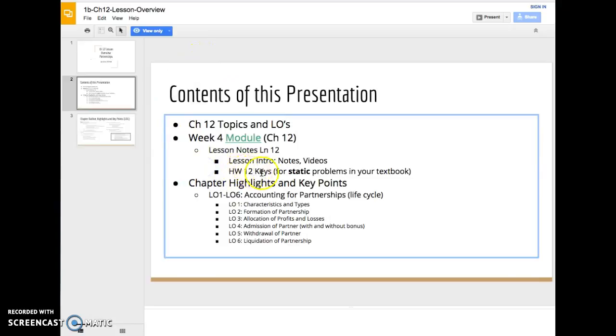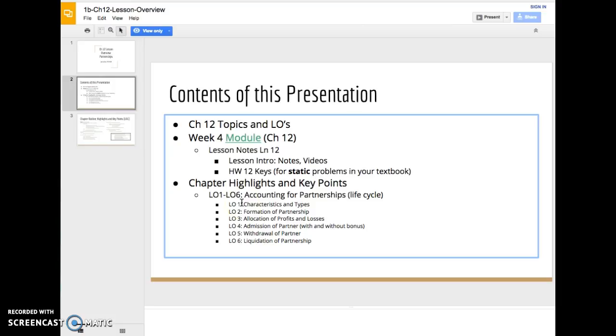And then I also show you the answer keys for 12, so you can use that, as always, to review your static problems from the textbook. And then I'll also show you a few notes regarding these 6 learning objectives for this chapter.